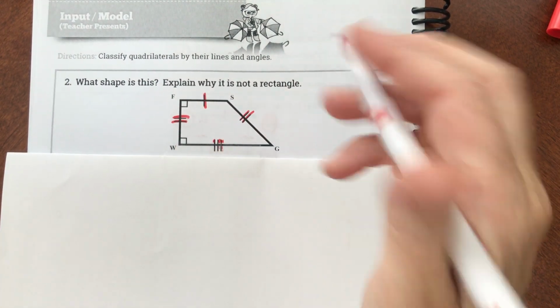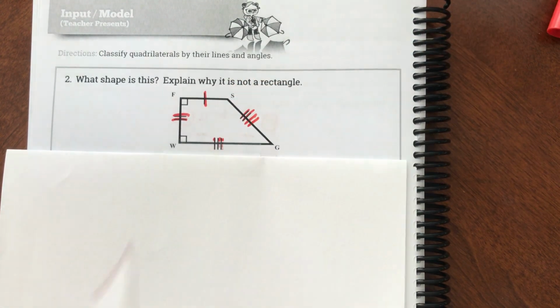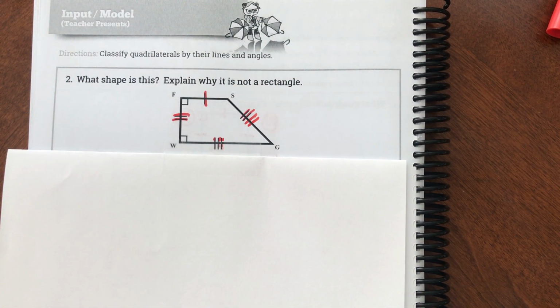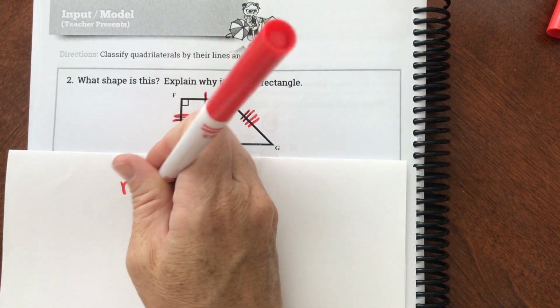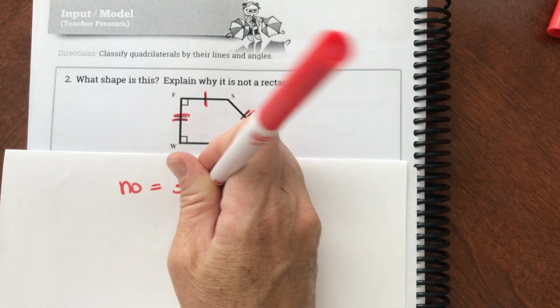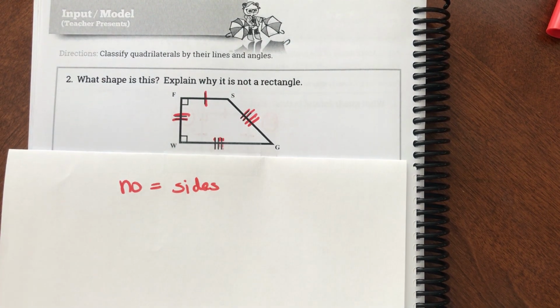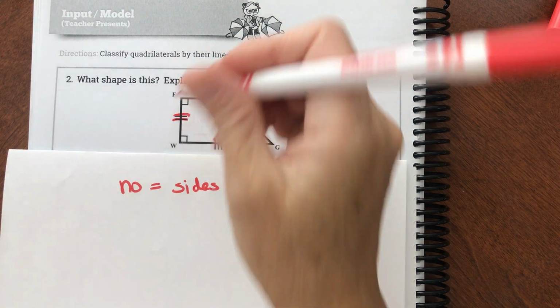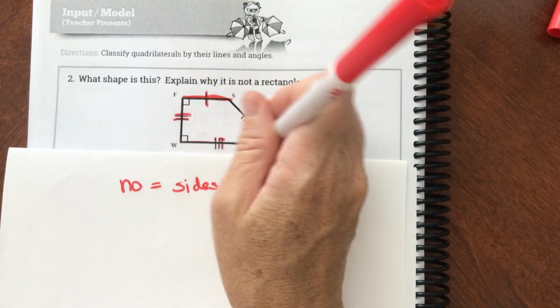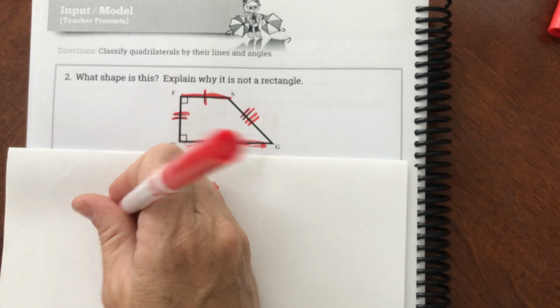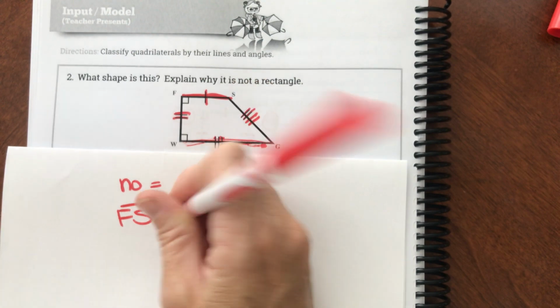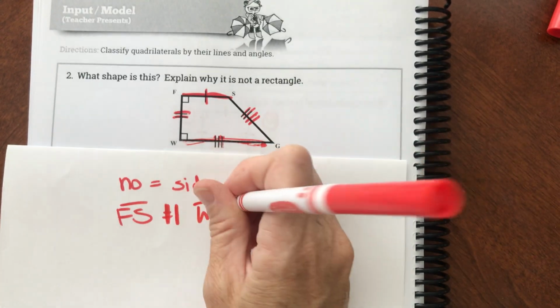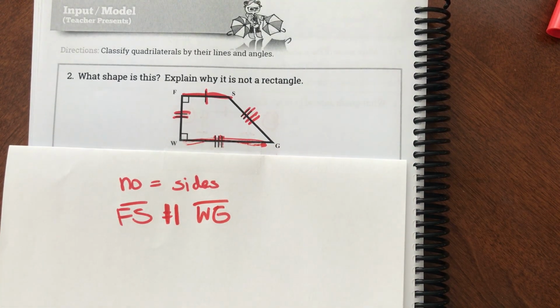This is shorter than this one. Sometimes our textbook tends to do that. I'm going to give that 4 lines and say those are not congruent. Okay, so I'm going to say no equal sides. It doesn't really help me much, but what else do I know about them? I can see that this line and this line are parallel. So I could say FS is parallel to WG. Those are definitely parallel.